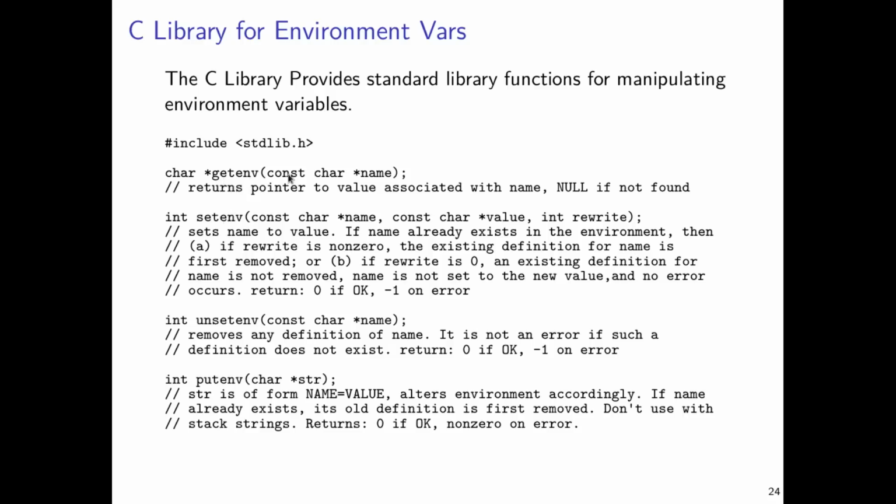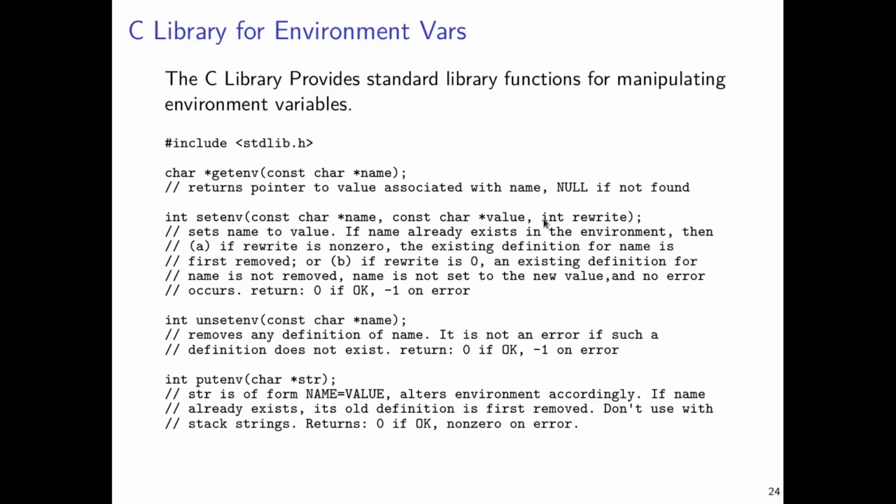getenv just asks for the name of an environment variable, and if it's defined, will return a pointer to the string representing the value associated with it. Or if there is no environment variable that's set according to that, it will return null. setenv, on the other hand, will take a name and a value and set the environment so that it's associated with that.